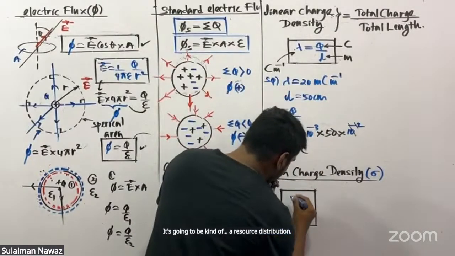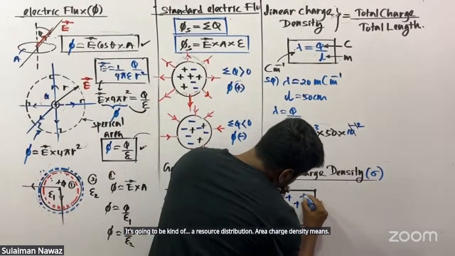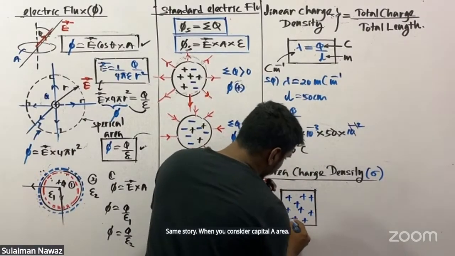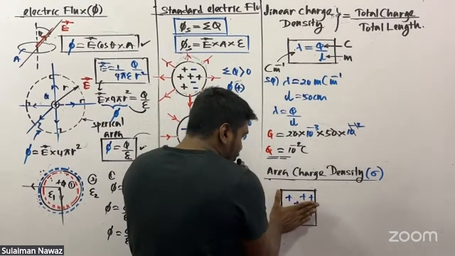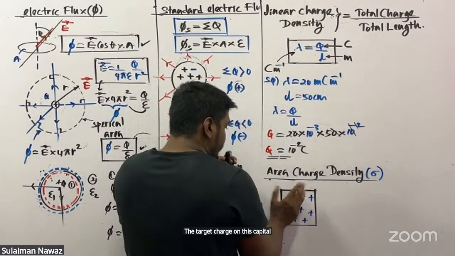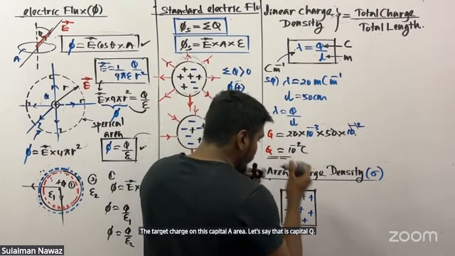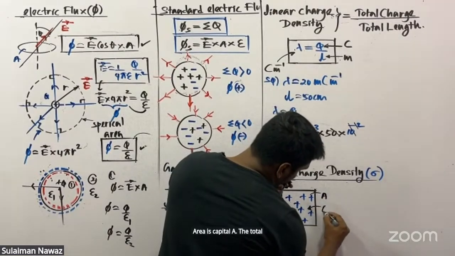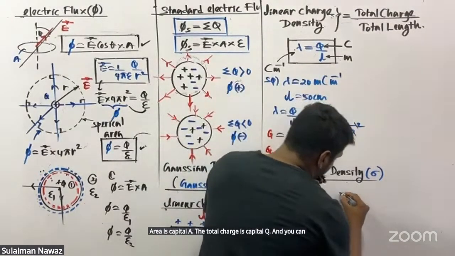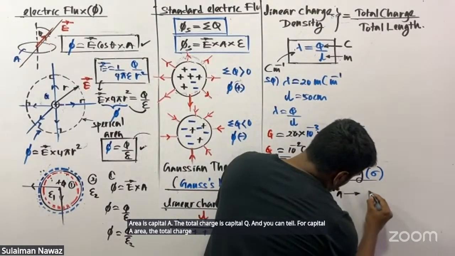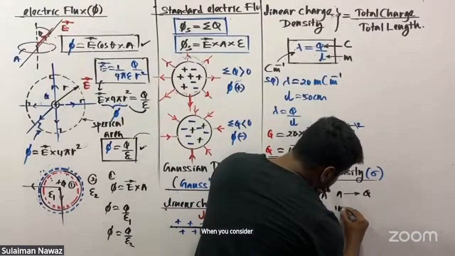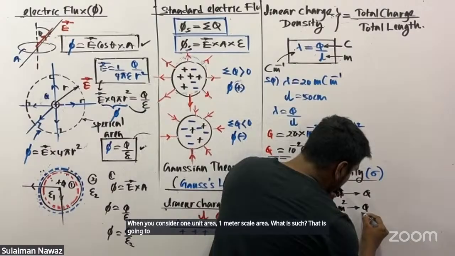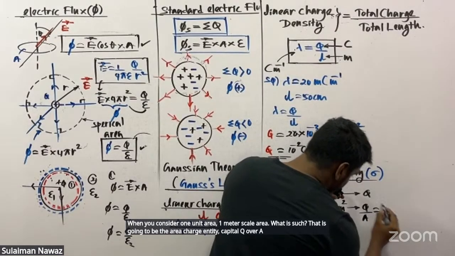Area charge density means, same story, when you consider capital A area, the total charge on this area is capital Q. For capital A area, the total charge is capital Q. When you consider 1 unit area, 1 meter squared, what is the charge? That is the area charge density. Capital Q over A is our area charge density, sigma.